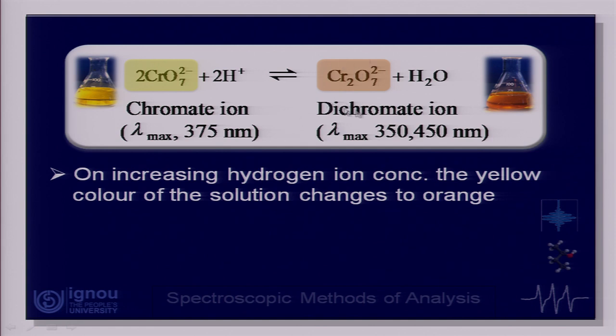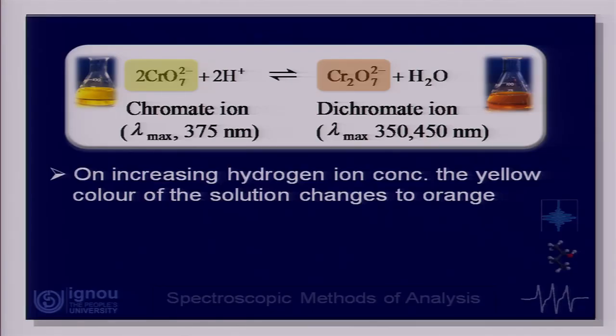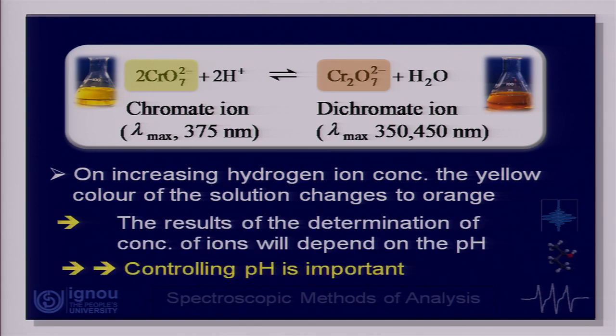Similarly, if I want to measure the concentration of dichromate ions and there is a change in pH because of the hydrogen ion concentration, I may convert the dichromate ions to chromate ions. As a consequence, the measurement again will be erroneous. So, the message is that whenever I am making a measurement of systems which are sensitive to hydrogen ion concentration, I must maintain the pH properly. If I do not, the outcome of my measurement is not going to be reliable.